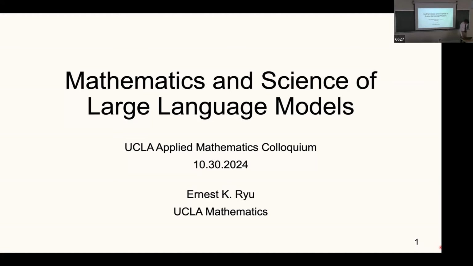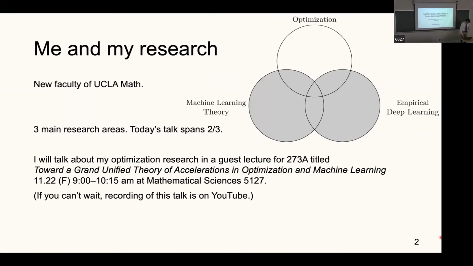All right, before I get on with the material of this talk, I'll do a very quick introduction of myself. Again, I'm a new faculty here in this department. I have three main research interests, described in this Venn diagram. Today's talk will span two out of three subjects, namely machine learning theory and empirical deep learning. For the students, if you're interested in hearing about my optimization research, I'll be giving a guest lecture in Guido's optimization course.